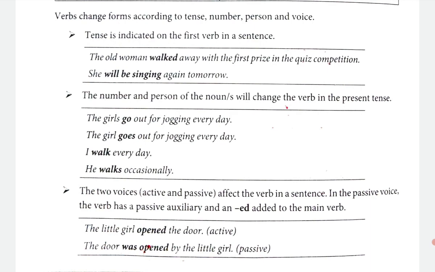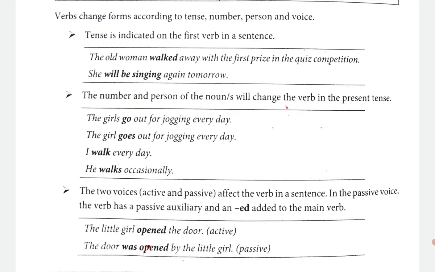Now, coming to the voices, the two voices, active and passive, affect the verb in a sentence. In the passive voice, the verb has a passive auxiliary and ed added to the main verb. Two voices, active voice and passive voice, also affect the verb in a sentence. So in passive voice, this is the difference. In active voice, the little girl opened the door, but when it comes to passive, it takes this additional auxiliary.